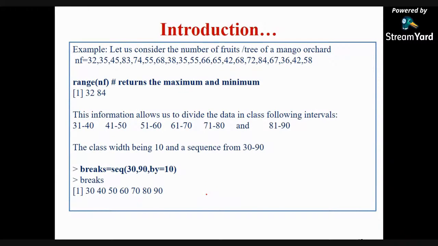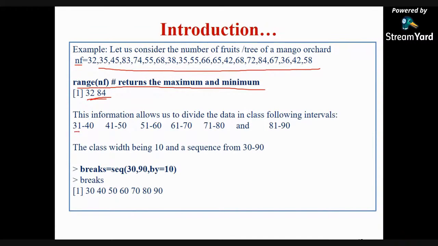Now, to understand all this, let us take a hypothetical example of the number of fruits per tree in a mango orchard. I have taken the variable NF, number of fruits per tree in a mango orchard, which is assigned all these values. So I can find the range to understand its upper and lower limits. When I type range(NF), it gives me the values 32 and 84, and based on this range, I can decide the classes.